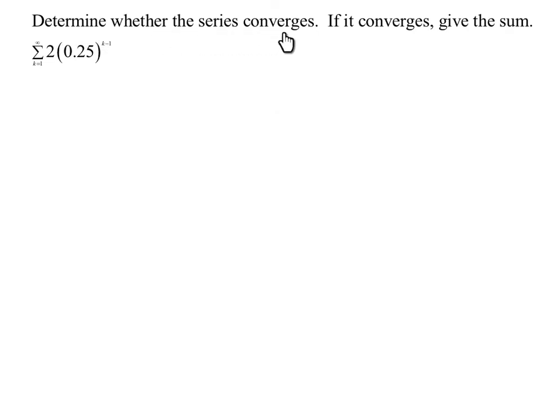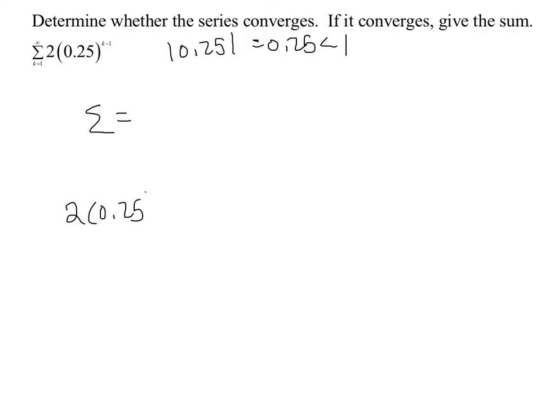Determine whether the series converges. If it converges, give the sum. Okay, so does it converge? Well, the absolute value of 0.25 is 0.25, which is less than 1. So yes, it converges. So find the sum. So the sum equals the first term. So plug 1 in to k. So 2 times 0.25 to the 1 minus 1. So the first term is 2.